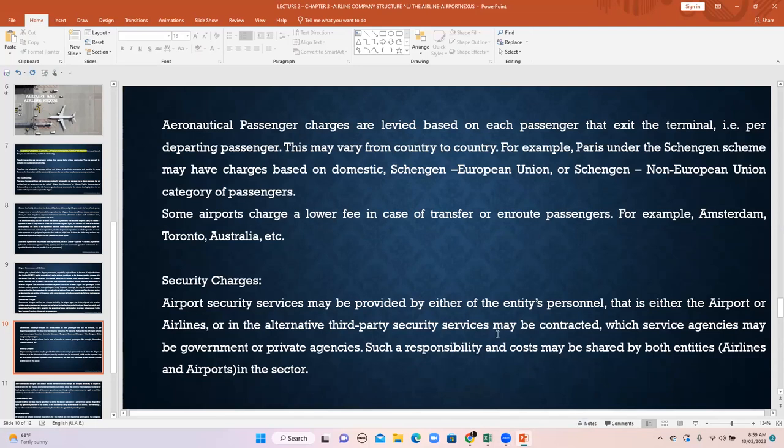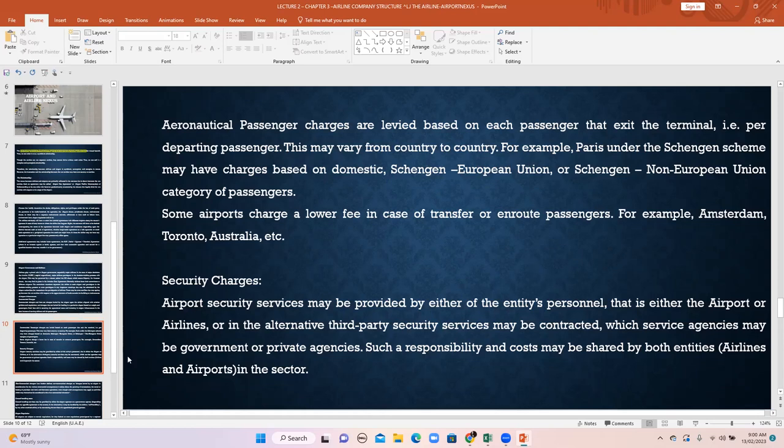Now, this may vary from country to country. For example, Paris under the Schengen scheme may have the charges based on domestic, Schengen European Union, or Schengen non-European Union category of passengers. It depends. They have categorized under the Schengen scheme and then decide upon the charges, bracketing them depending upon this classification. Now, some airports charge a lower fee in case of transfer or en route passengers, for example Amsterdam, or even Toronto, or even Australia, etc.